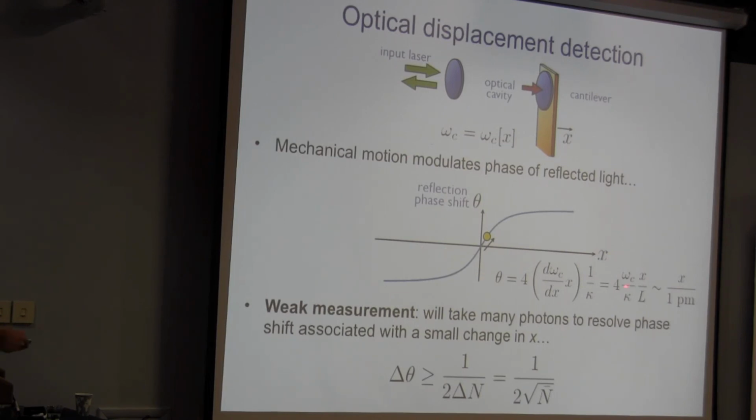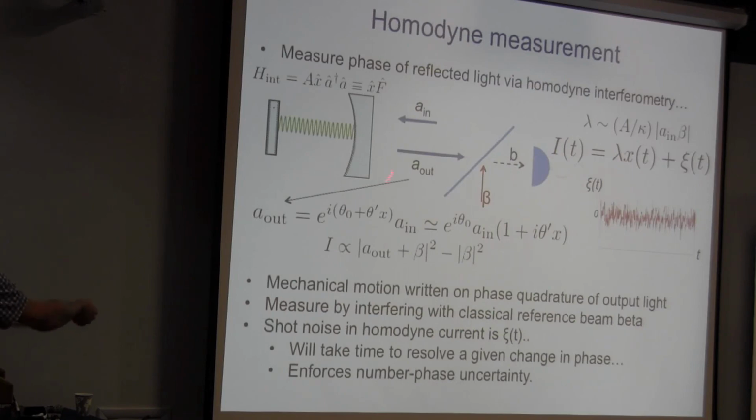To resolve this incredibly small phase shift, we're going to have to worry about the number-phase uncertainty relation. We're going to need many, many photons to actually be able to resolve this incredibly small phase shift. Now, just a little bit more about how we would really measure that change in phase. One thing we could do is a homodyne experiment.